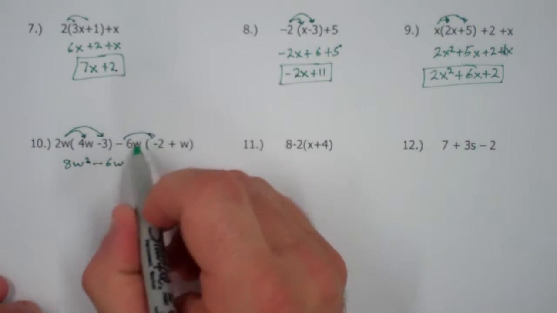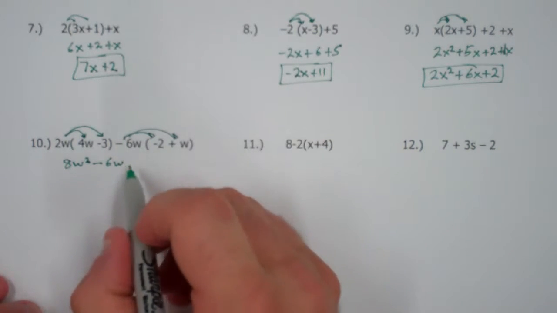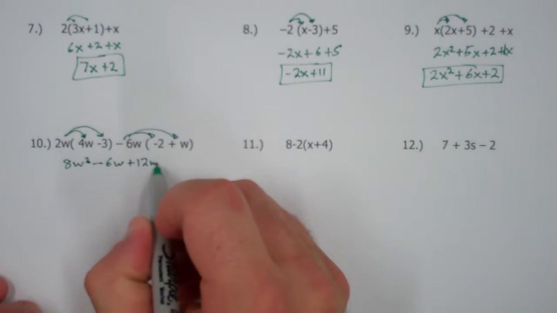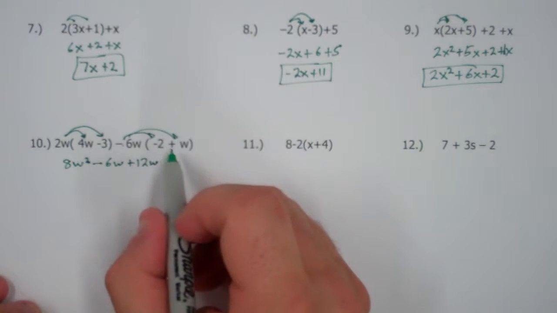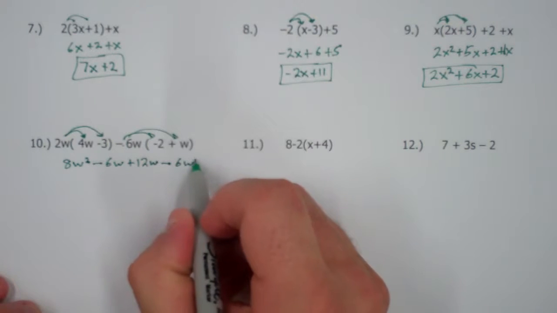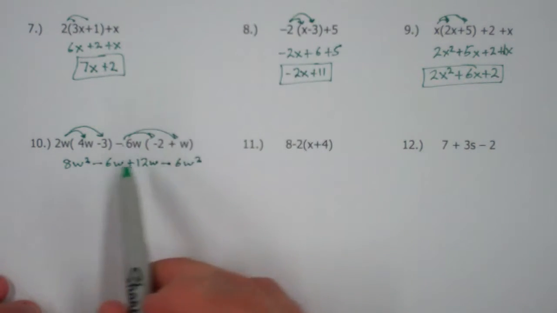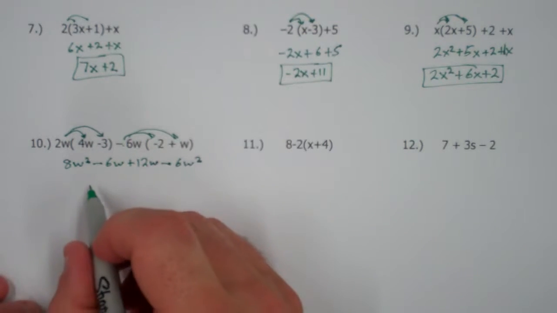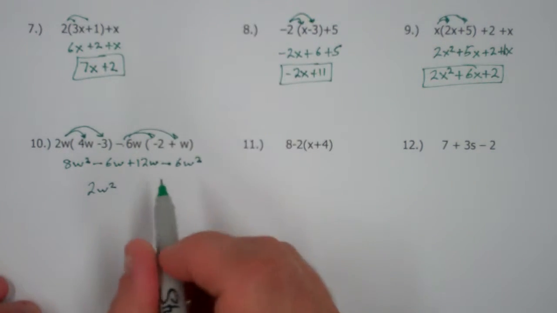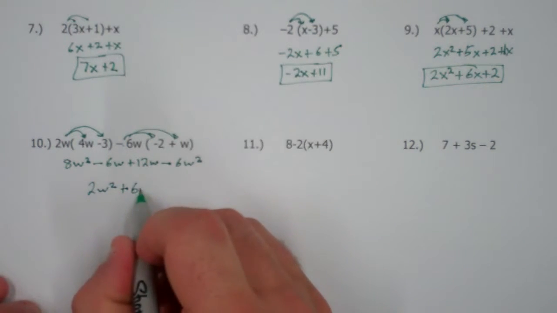Then we're going to distribute this negative 6w all the way across. So a negative times a negative is a positive. We'll have 12w. Negative times a positive is a negative. 6w times w is 6w squared. We can combine this negative 6w squared and this 8w squared. So that's 2w squared. And then also this negative 6w and this 12w. And that's going to be 6w.